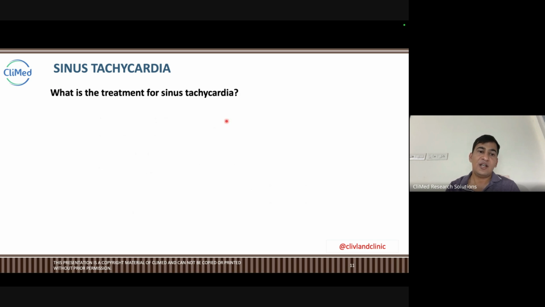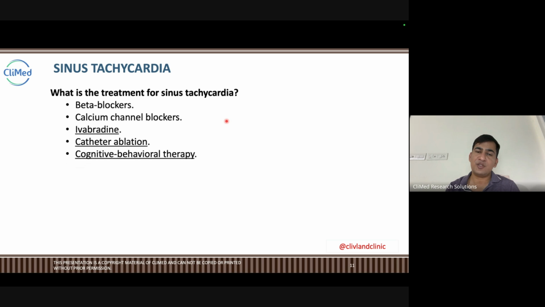And then what is the treatment of sinus tachycardia? Usually we give beta blockers, like metoprolol, carvedilol, or any other beta blocker. There are many. Propranolol is not usually used. Propranolol is a very old generation drug, but nowadays carvedilol or metoprolol are available, right? So those can be easily used in this.